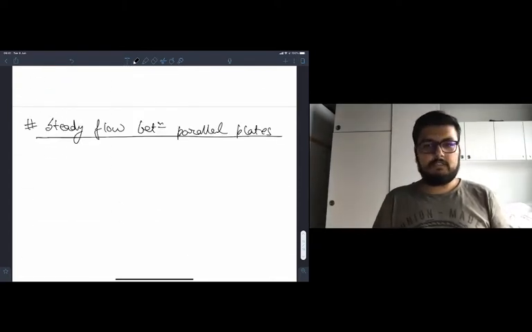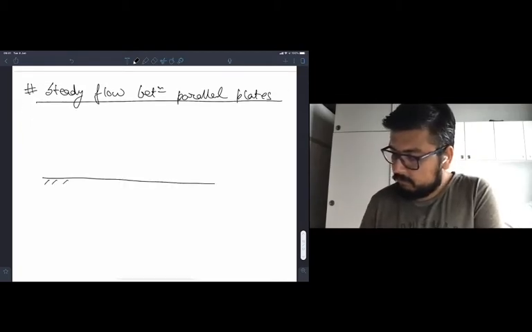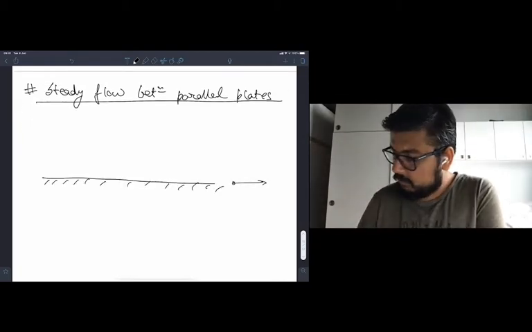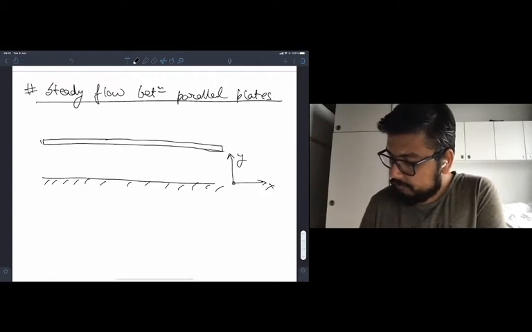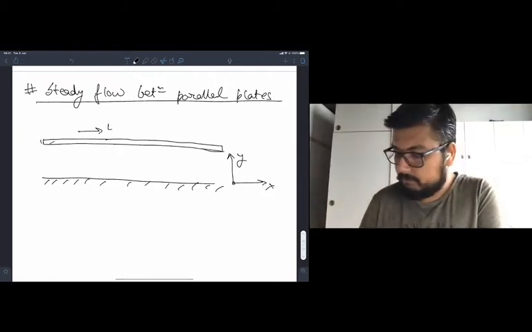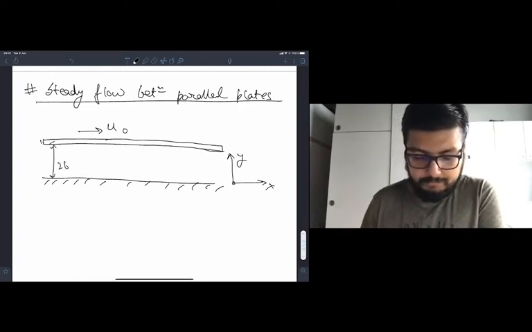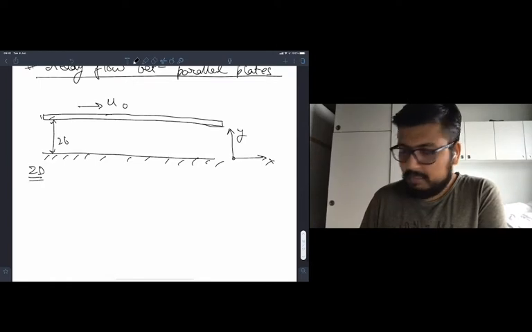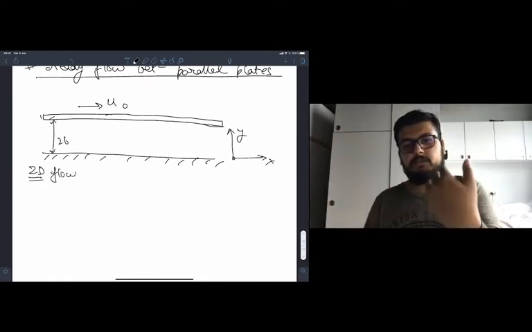So having taken those assumptions, let's look at the first set of problems. And the first one is a steady flow between parallel plates. Here we will have a boundary over there. So this is X, this is Y, and then we have a moving plate on the top, which moves to the right with a velocity u naught. And the gap between the plates is 2b, and we assume that it's a 2D flow. So we won't talk about the third dimension. We don't talk about the Z direction.